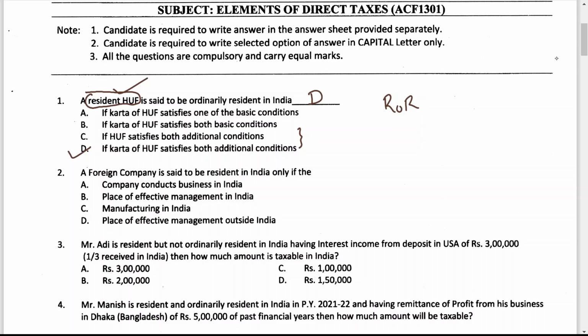Now, a foreign company is said to be resident in India only if the company conducts business in India, place of effective management in India, manufactures in India, or place of effective management outside India. A foreign company is said to be resident in India only if the place of effective management is in India. Place of effective management should be in India, then only it is considered an Indian company. So, B is the answer.